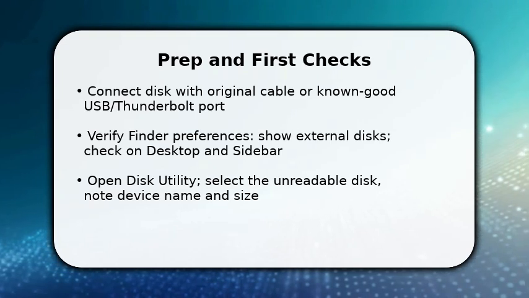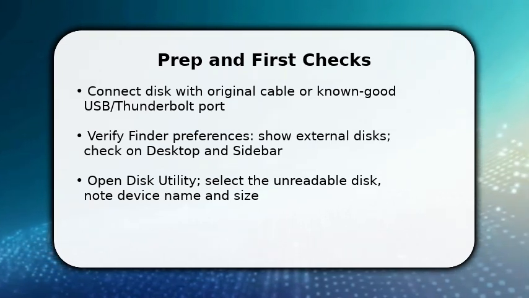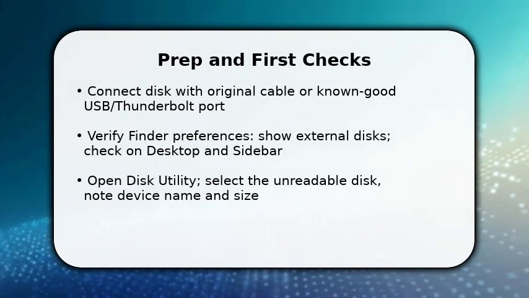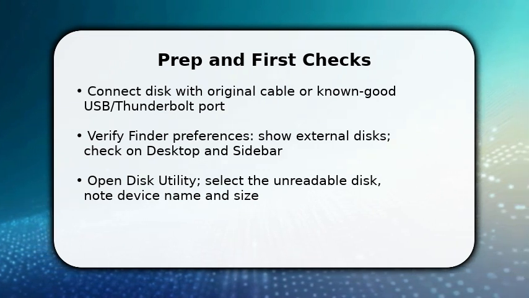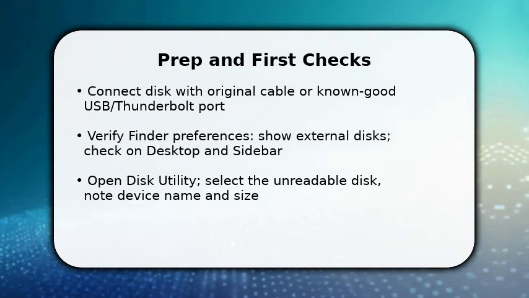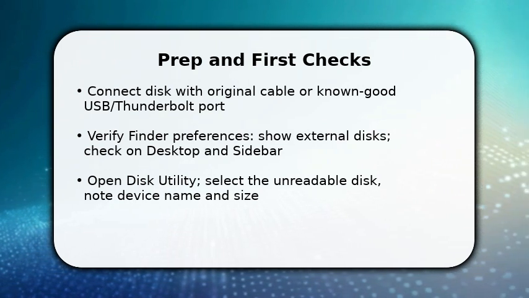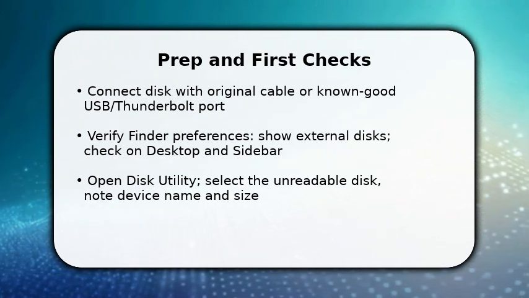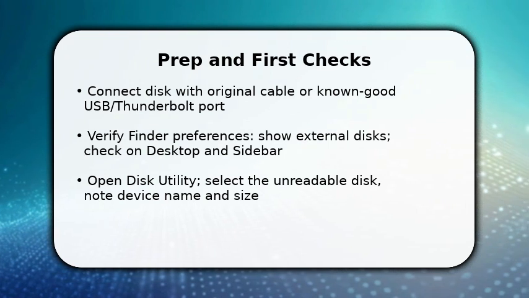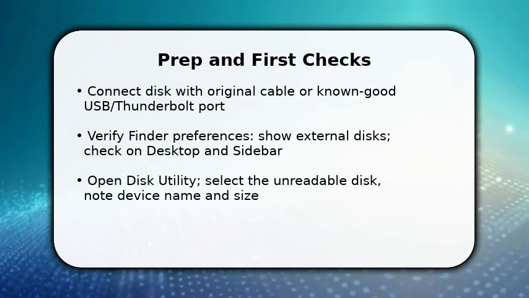Enjoy the video. You'll start by confirming basics that matter. Connect the drive to a working port and use a known good cable so the problem isn't physical. Once connected, make sure Finder shows external disks, then open Disk Utility and locate the problematic device. Note its name and capacity so you can avoid the wrong target.